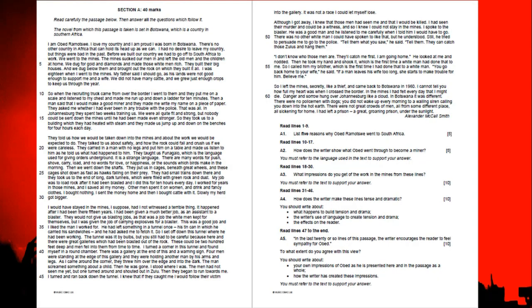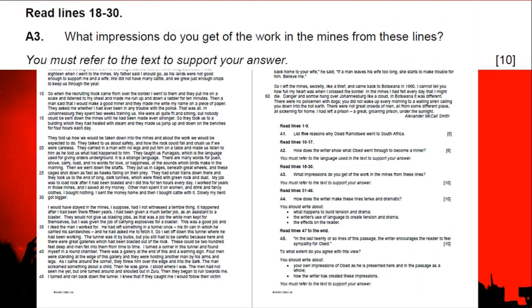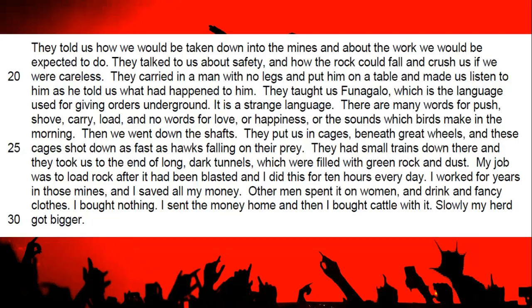So there's the text. Remember, all the exams are about a page and a half, then you get 5 questions. Okay, remember our question is, what impression did you get of the work in the minds from these lines? You must refer to the text. And then there's the section. So of the page and a half, it's only 12 lines, so it's not a big extract, but we're going to talk a lot about it. So here's the extract, which we'll talk about more. We'll read through it later on.